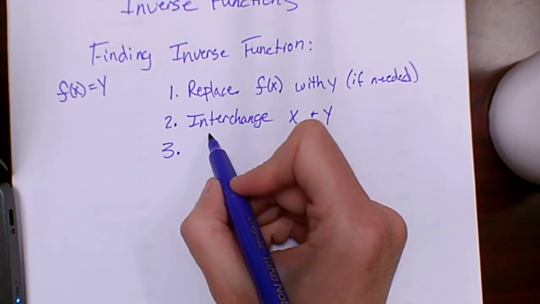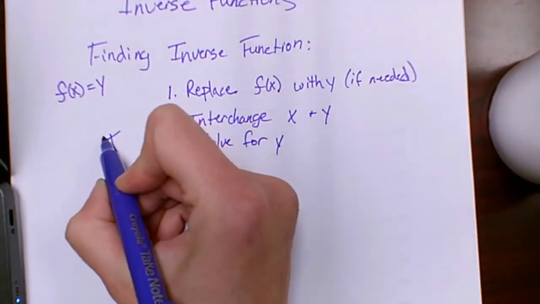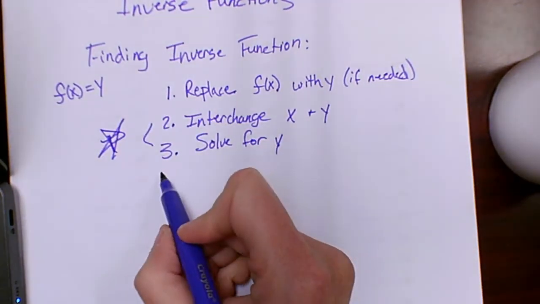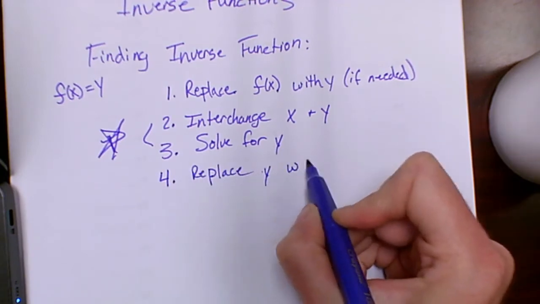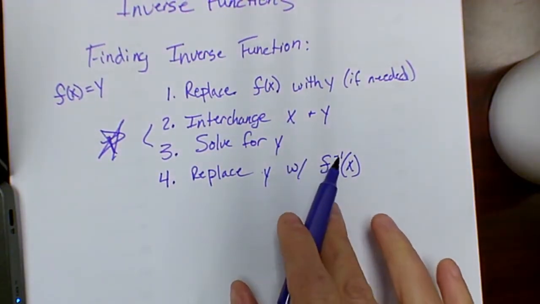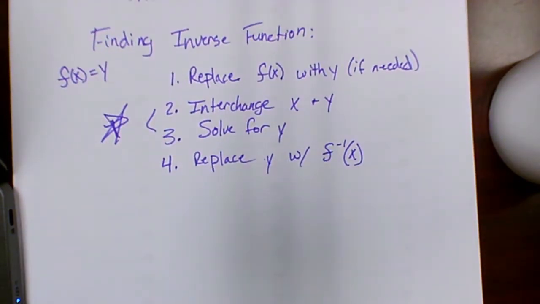3. Solve for y. So these two are the most important steps. Solve for y. Then 4, replace y with the inverse function of f, which has the superscript of -1, where it looks like an exponent. And then graph your inverses and your functions together in one plot if requested.